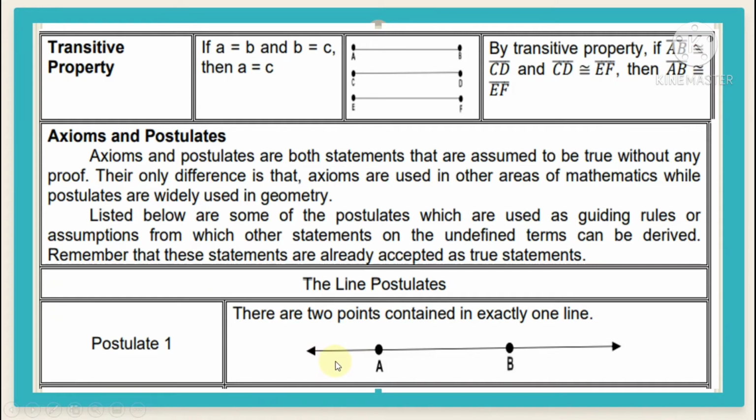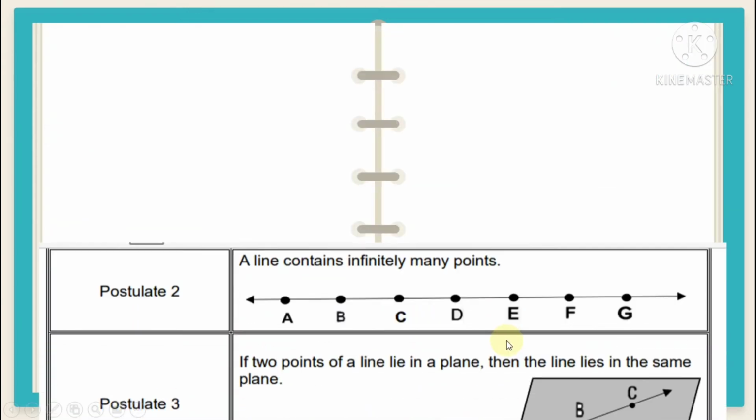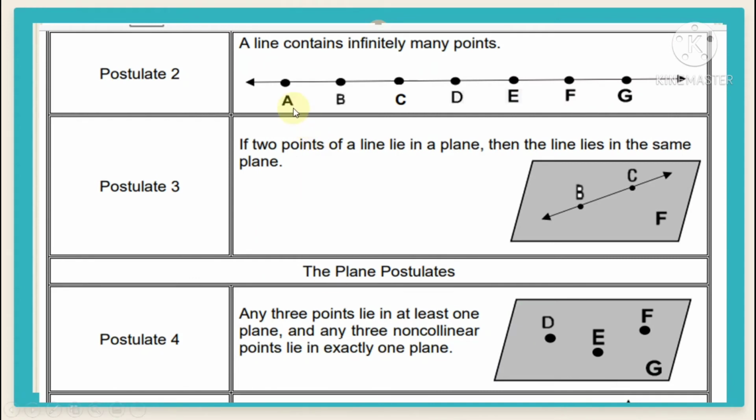So, the line postulates. Two points are contained in exactly one line. This is an example of postulate number 1. Postulate number 2, a line contains infinitely many points. Postulate number 3, if 2 points of a line lie in a plane, then the line lies in the same plane. The plane postulates: any 3 points lie in at least one plane and any 3 non-collinear points lie in exactly one plane.